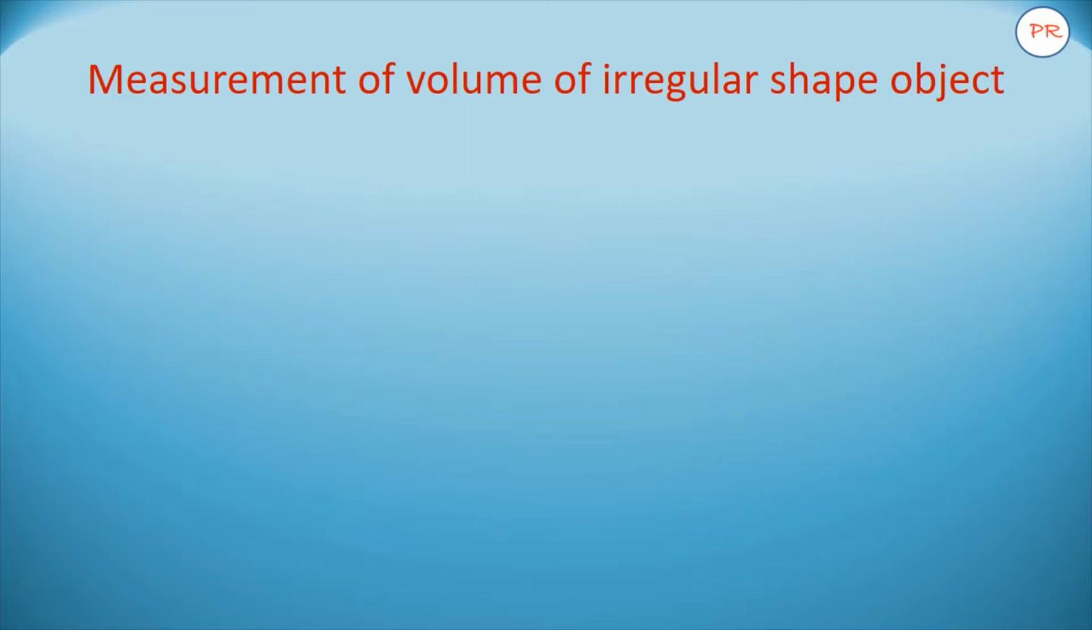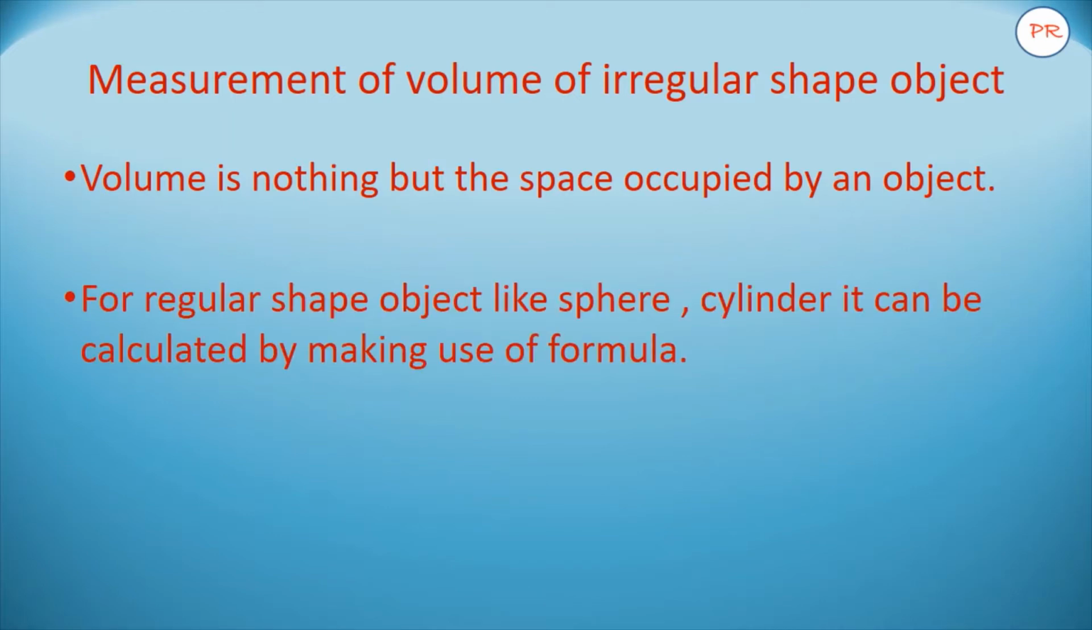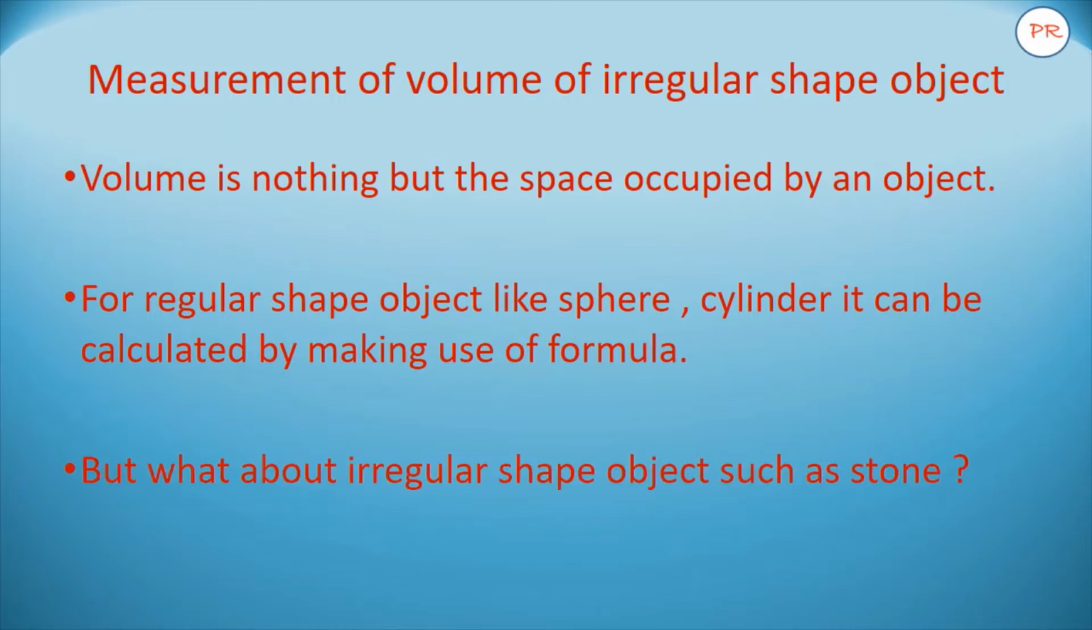Today, let us see how volume of irregular shape object can be measured. Volume is nothing but the space occupied by an object. For regular shape object like sphere, cylinder, it can be calculated by making use of formula. But what about irregular shape object such as stone? It can be calculated by making use of Archimedes' principle.